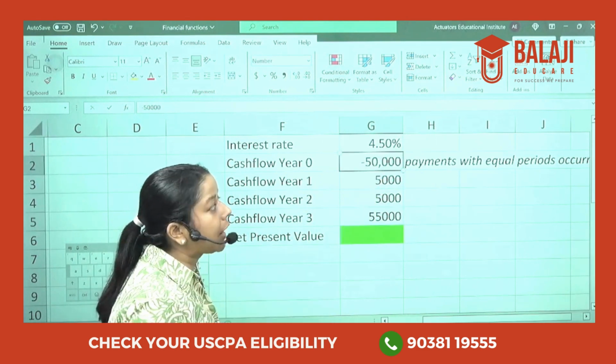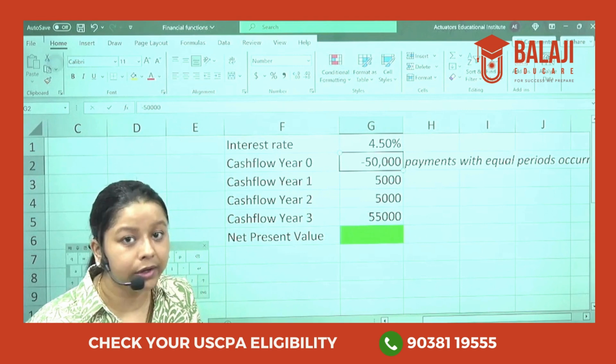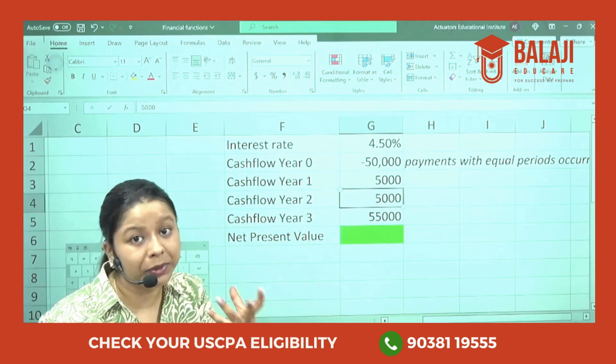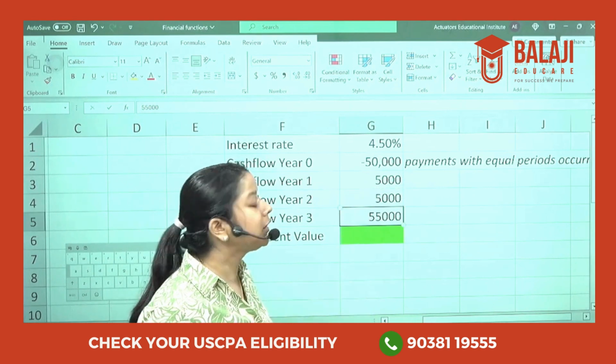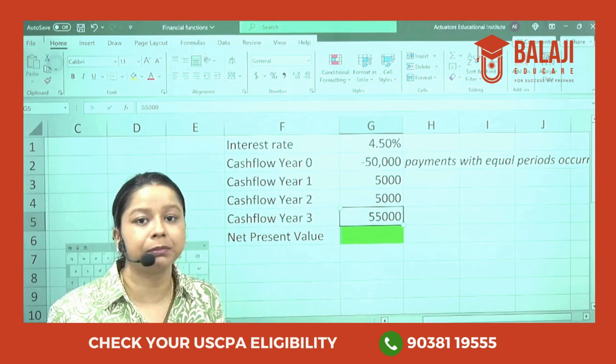I am making an initial investment of 50,000 in a bond. Let's suppose I'm purchasing a bond, and every year they are giving me an interest of 5,000, a coupon payment of 5,000, and finally the redemption after 3 years is 50,000 plus the coupon payment of 5,000.